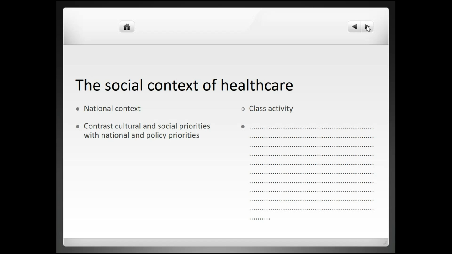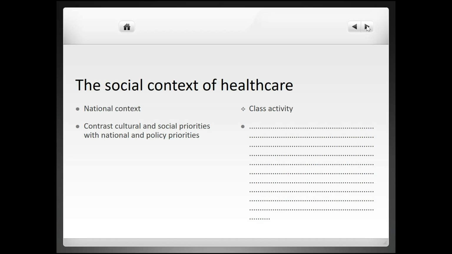Right. As I said initially, health policy could be understood within individual national context. Right. So national priorities will determine the content of a health policy within a specific national context.